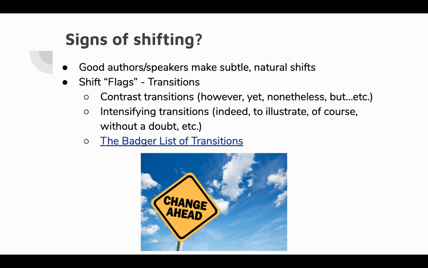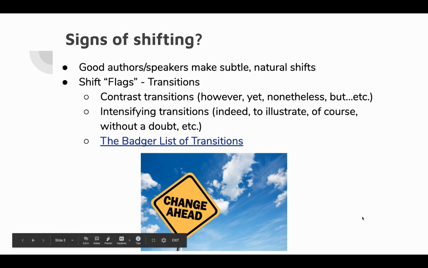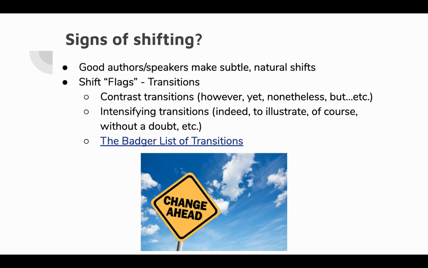So shifts are sometimes hard to find, and sometimes people disagree about where those shifts occur. That's probably because our unique backgrounds and who we are as people play into the tones we find in writing. So the better we know our audience, the more obvious we can make our shifts. So there are shift flags, which are transitions. They don't always indicate that a shift is going to happen, but sometimes they do.